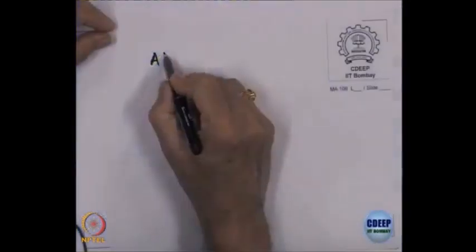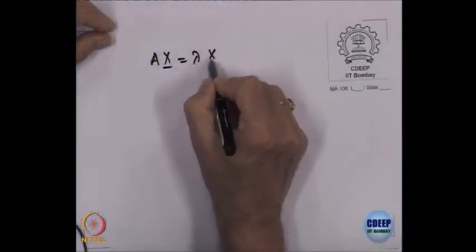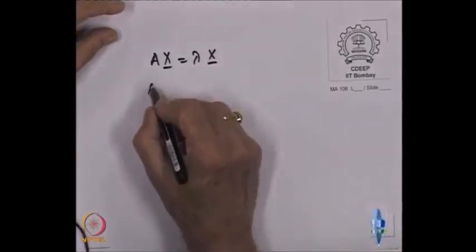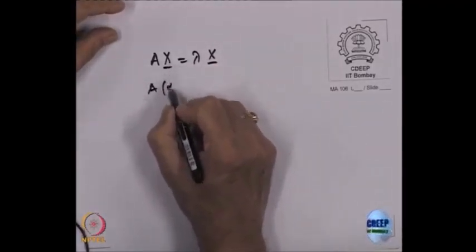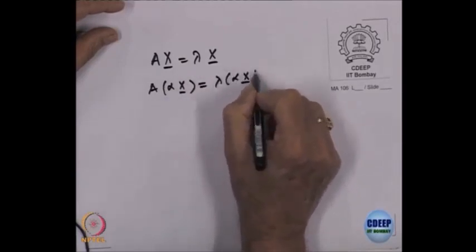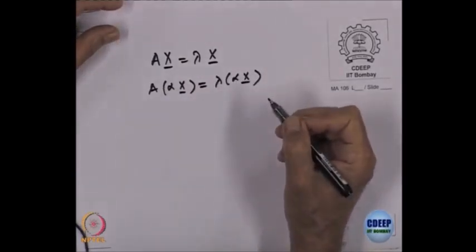Let me clarify what I mean. Supposing Ax is equal to lambda x, suppose for some lambda there is an x. If I multiply it by alpha, x becomes alpha x. Will A alpha x be equal to lambda alpha x for any alpha?